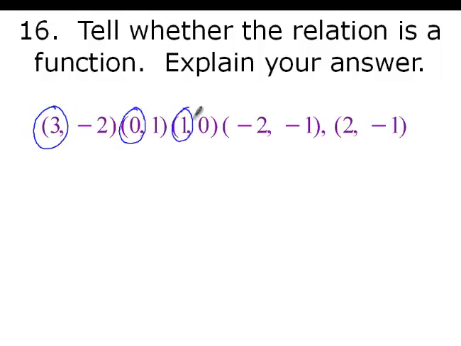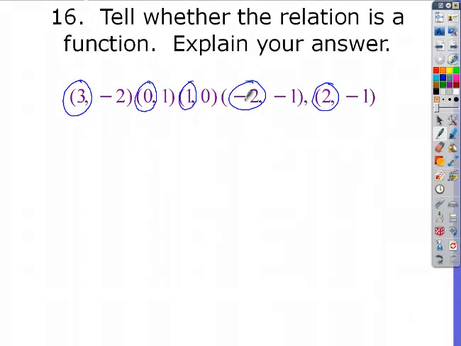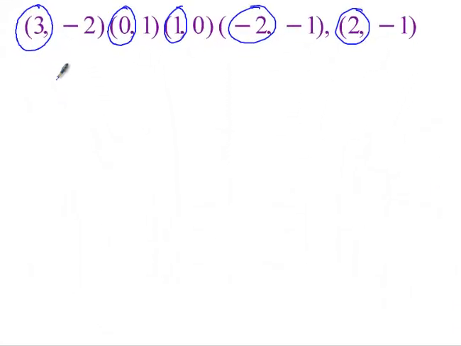Okay, look at the first position. Do I have any repeated numbers? Now, I know you're kind of sitting there going, but we've got a 2 and a -2. Right, but are they exactly the same? No, they're not. So are they the same number? No, they're not. So take a look at the circled values here. We've got a 3, a 0, a 1, a -2, and a 2. So when you take a look, do we have any repeats? No, we don't. And what that means is that this relation is, in fact, a function.